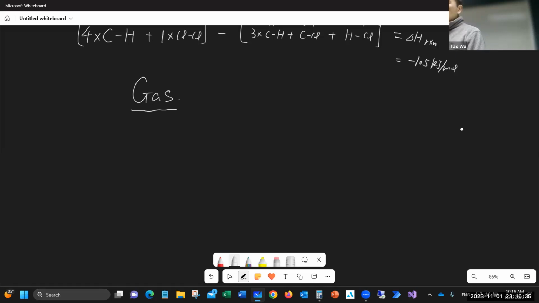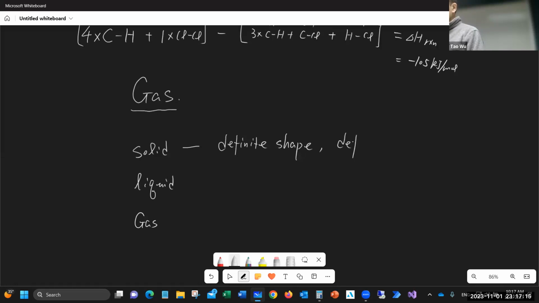So if you compare solid, liquid, and gas, for the solids, when we determine the solids, we determine their mass, and also we determine their shape and volume. So each of the solids has a definite shape, and also they have a definite volume.